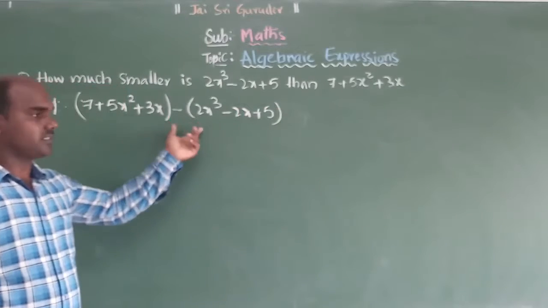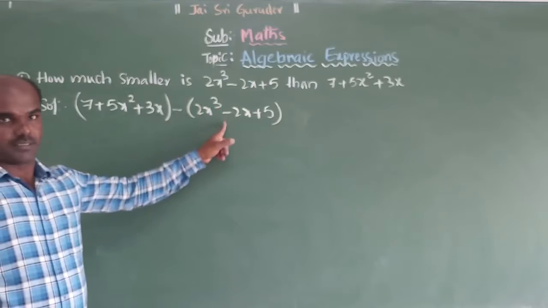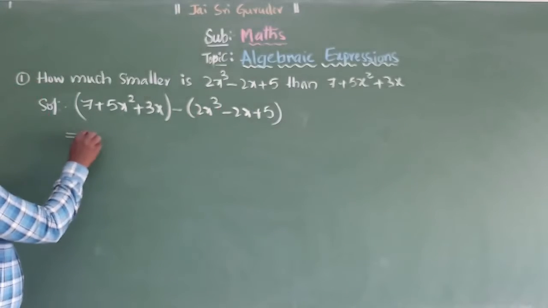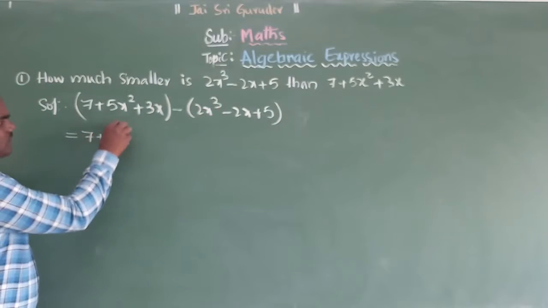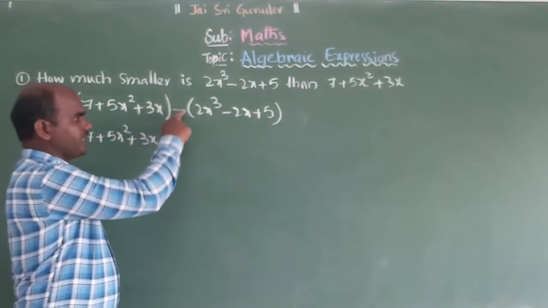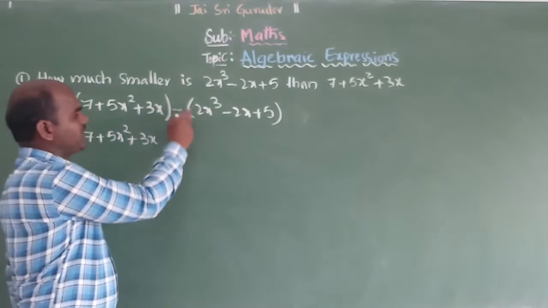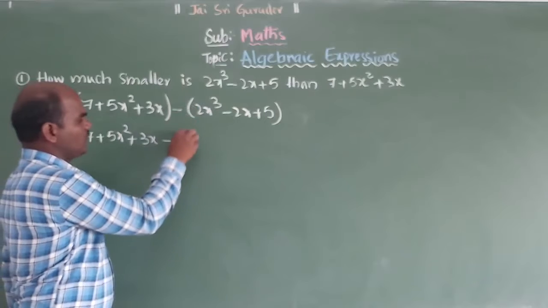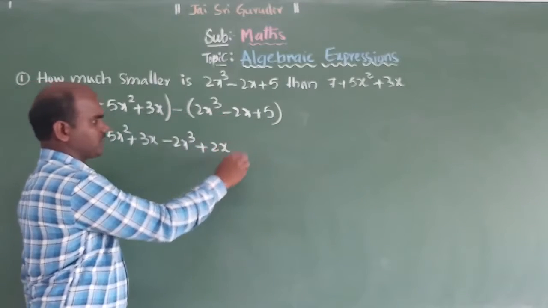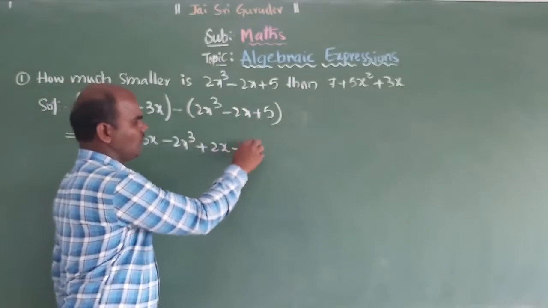While removing the brackets, we have to multiply by the sign in front of the brackets. Yes or no, students? So that equals 7 plus 5x square plus 3x, then minus into plus is minus 2x cube, then minus into minus is plus 2x, then minus into plus is minus 5.